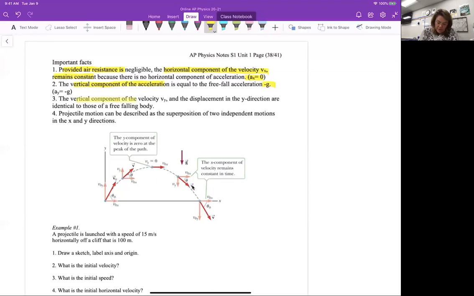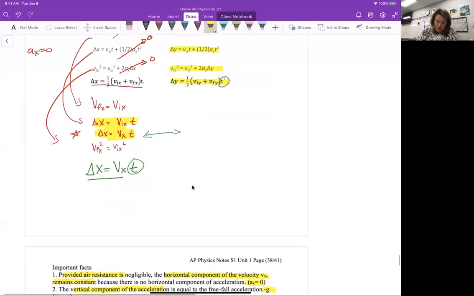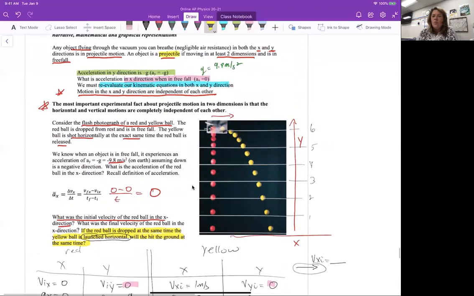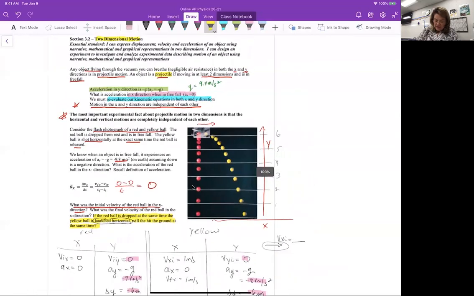The vertical component of the velocity and the displacement in the y direction are identical to those of a free falling object. That yellow ball's behavior in the y direction alone, if I were to draw a position versus time curve in the y direction, would be exactly like a position versus time curve for something just free falling in the y direction. Because the x direction of that yellow ball has no impact on its behavior in the y direction. They are independent of one another.